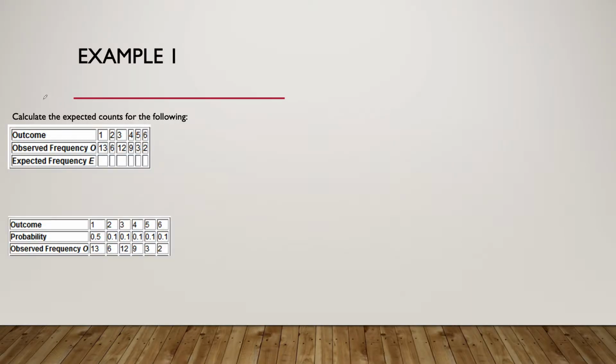For example, if you want to calculate the expected counts of this particular die, you get the numbers 1, 2, 3, 4, 5, and 6. Observed frequencies are 13, 6, 12, 9, 3, and 2. If we add all these up, we get a sample size of 45. Since all these are equally likely, we have k equal to 6 outcomes. The expected frequency would just be n divided by k, so 45 divided by 6. This gives us a value of about 7.5.